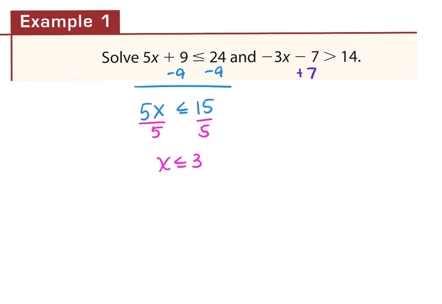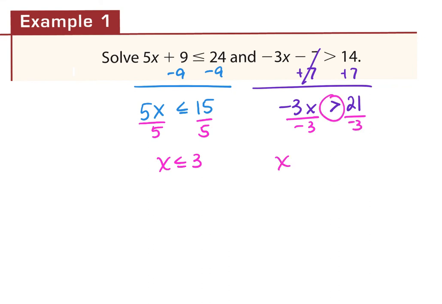We're going to add our 7. We have negative 3x is greater than 21. Divide by that negative 3. We get x, flip this guy, is less than negative 7. All right? And this is "and," which means I need to know where these guys cross over.